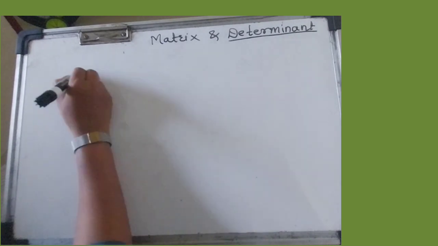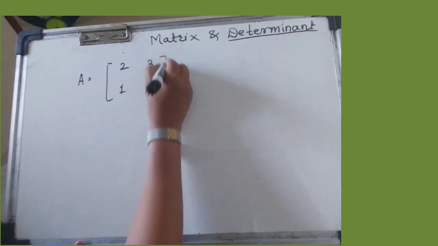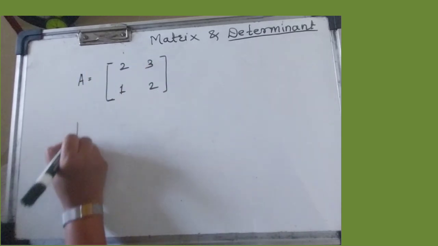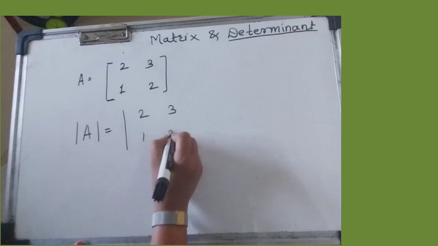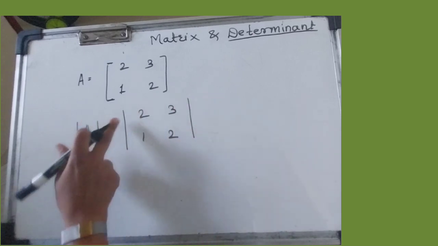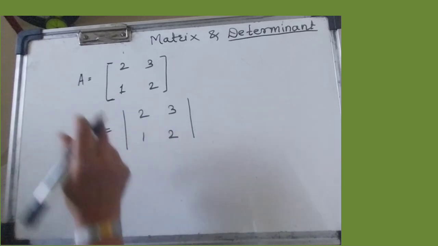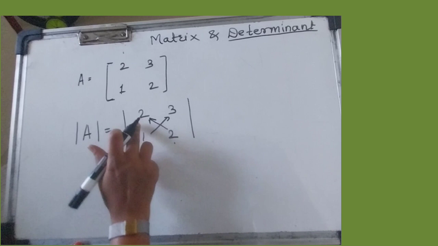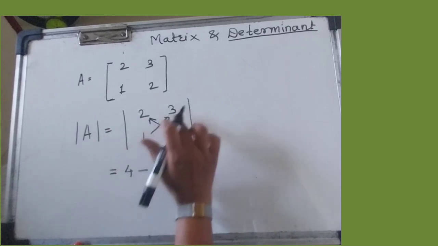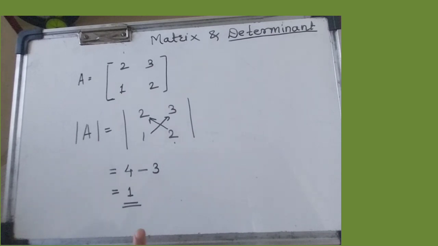If they given A matrix 2, 3, 1, 2. Okay. I write determinant A like this. A equal to 2, 3, 1, 2. Okay. Same elements. Symbol is changed. This is determinant. This is the matrix. Find the value of this matrix. How to find this product of these two? Start from here. 2 into 2, 4. Minus 1 into 3, it is 3. So it is 1. Value of this matrix is 1. Clear? This is about 2 by 2. Clear?